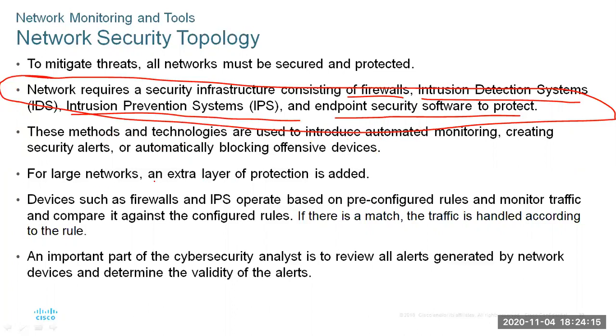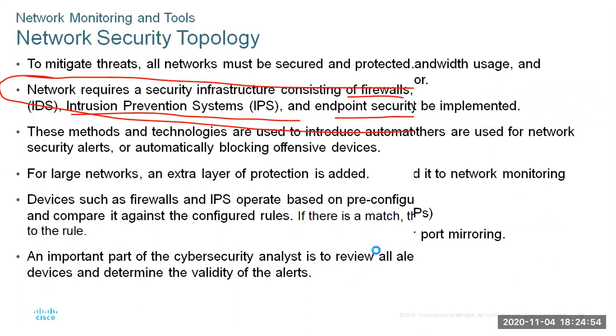For large networks, an extra layer of protection is needed. Devices such as firewalls and IPS operate based on pre-configured rules, monitor traffic, and compare it against the configured rules. If there is a match, the traffic is handled according to the rule, like what we talked about with access lists the other day. An important part of the cybersecurity analyst's job is to review all alerts generated by network devices and to determine the validity of the alert.